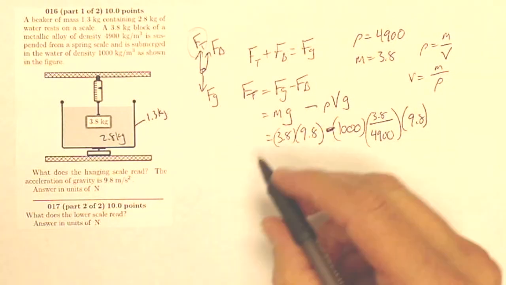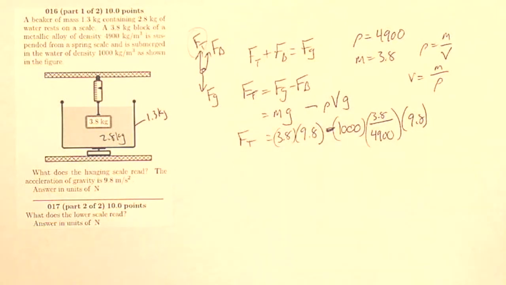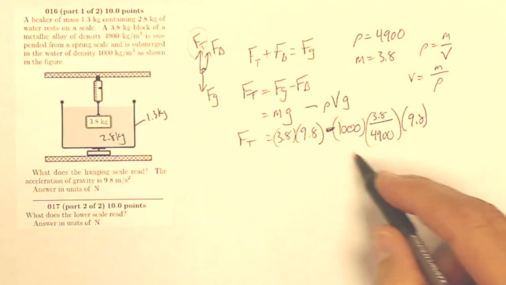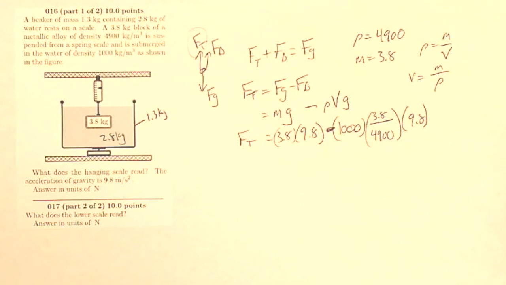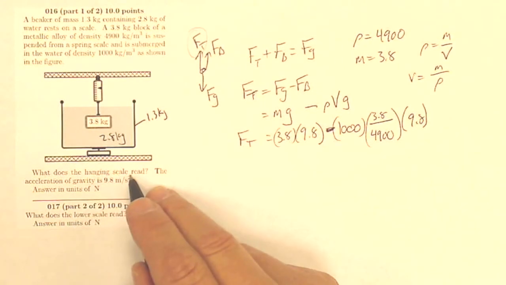So this is going to be my force of tension. This is going to be the reading on the scale. I've got gravity pulling down, the buoyant force pushing up. That's going to give me my force of tension. So that's what the hanging scale reads.